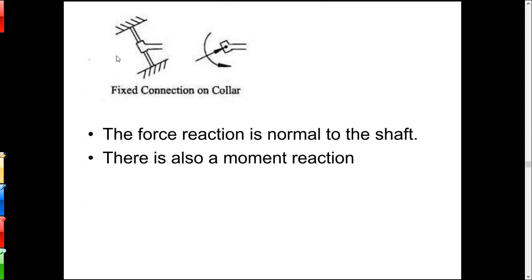Okay, a fixed connection on a collar. That would prevent a moment, so you'd have a couple reaction there plus a force, but we do have the object free to slide in that axis, so we don't have any force going that way. So in this one, we have a force reaction perpendicular to the surface, and we also have that moment reaction that I'm showing, okay? Because this object being solid there in that connection would not be free to rotate.